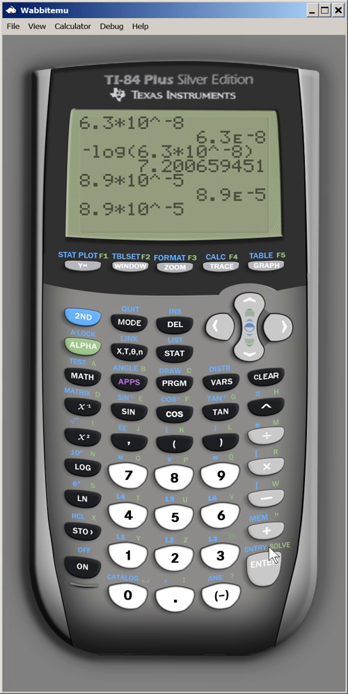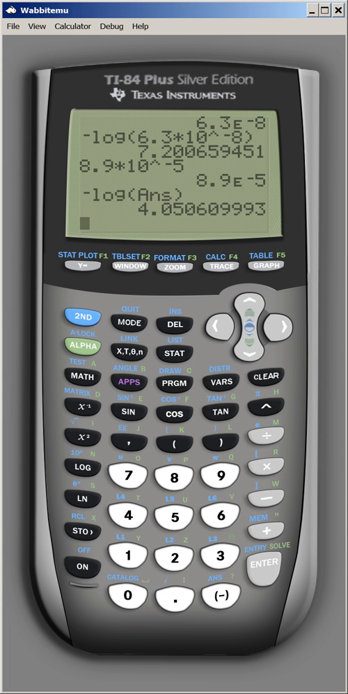and I made a mistake. What I meant to say was second function minus key, ans. What that means is take whatever you got as an answer a minute ago and put it in here. So when I hit enter on that, we have a pH of 4.05. We would round that to a pH of 4.1.